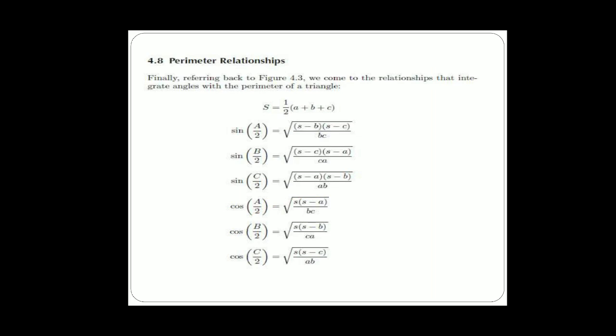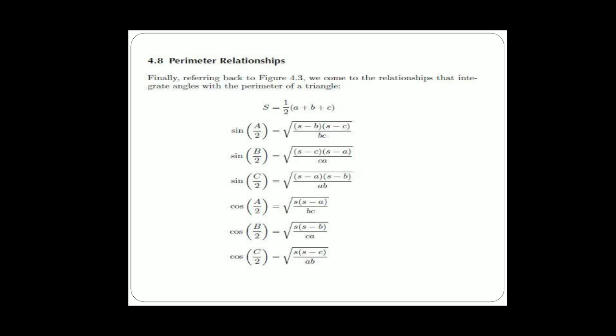Next is perimeter relationships. This is the last topic of trigonometry: how perimeters are calculated. When I say perimeter of an angle, how do I write? I write all the sides and I total it up. Likewise, for trigonometry, how do we apply it? S is equal to half into (A plus B plus C).